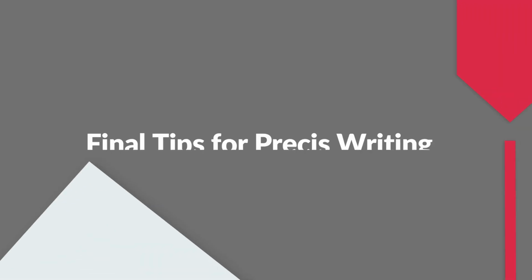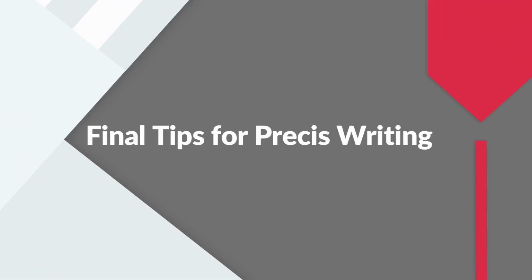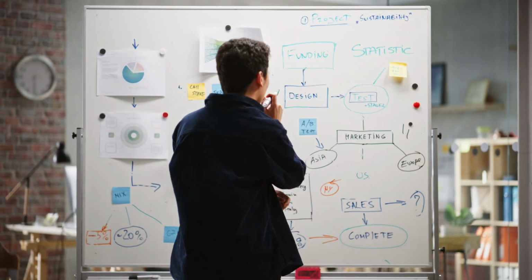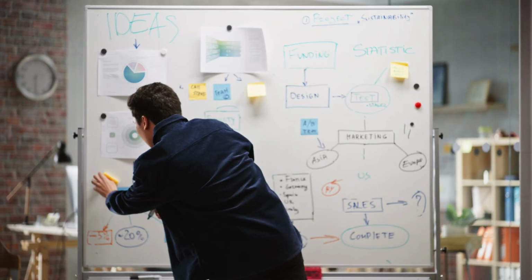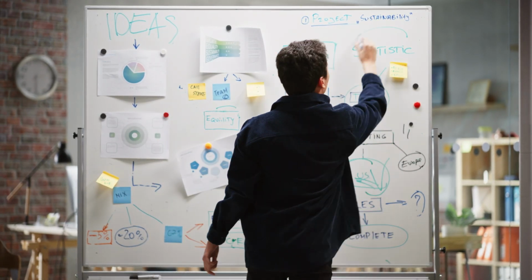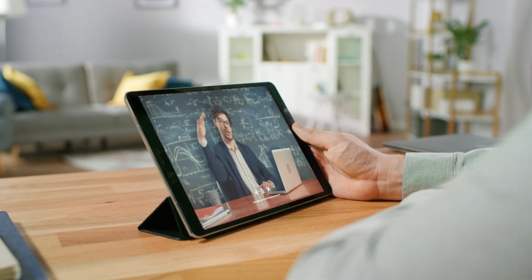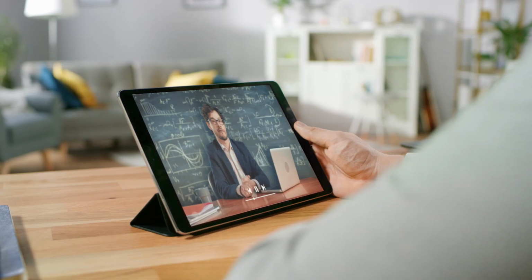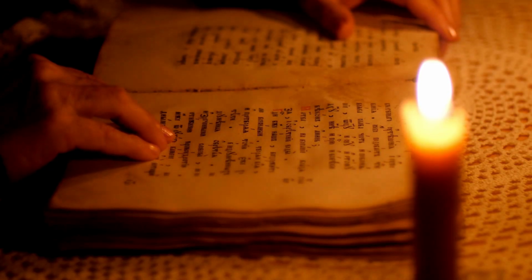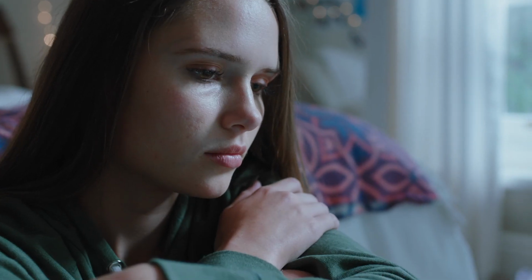Our next section is final tips for Precis writing. Here are some last tips for you. Practice regularly by summarizing newspapers, articles, essays, or chapters. Time yourself to build speed and accuracy. Focus on the essence, not the details. Always use simple language. Maintain the tone of the original passage: formal, emotional, serious or casual. With practice, you will become a master at Precis writing.